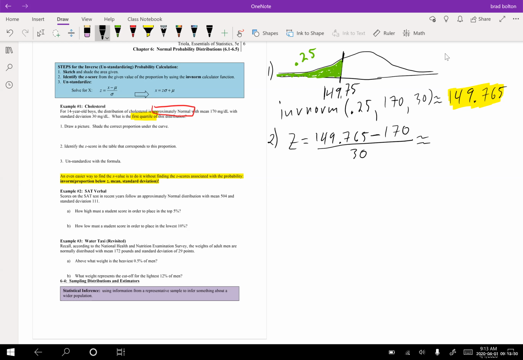Let's do 149.765 minus 170 divided by 30. I get negative 0.6745. Okay, so this is my z-score. You know what, let's round it off a little bit. Let's use three decimals.